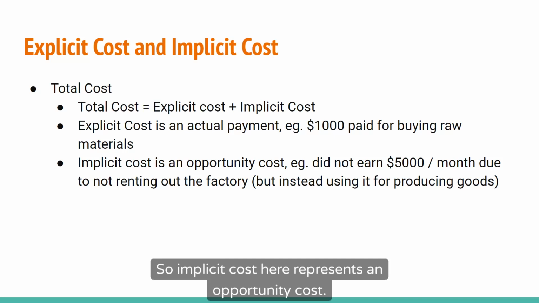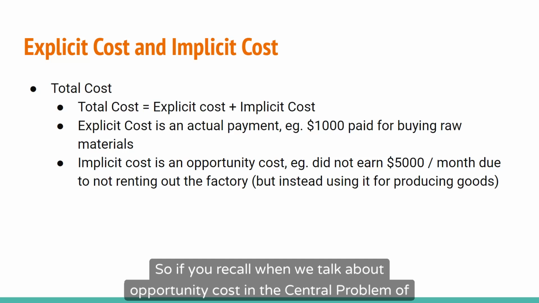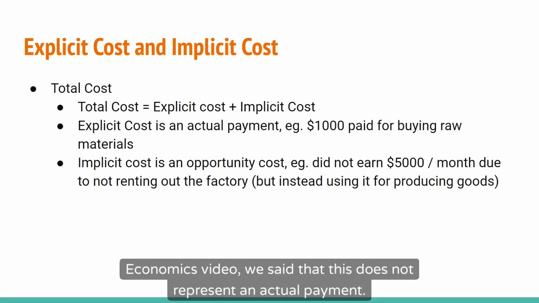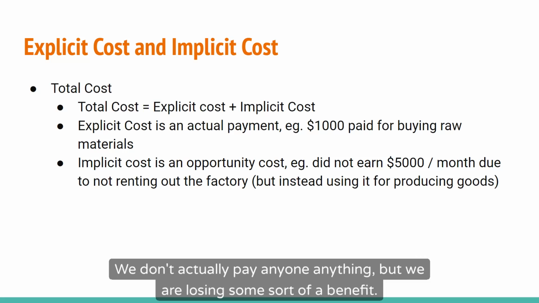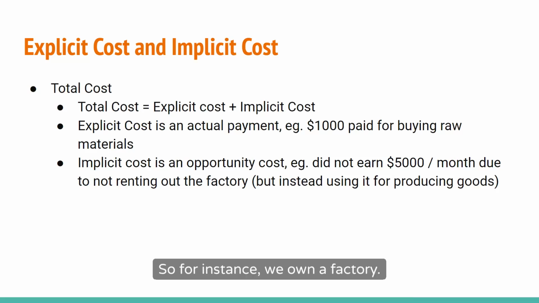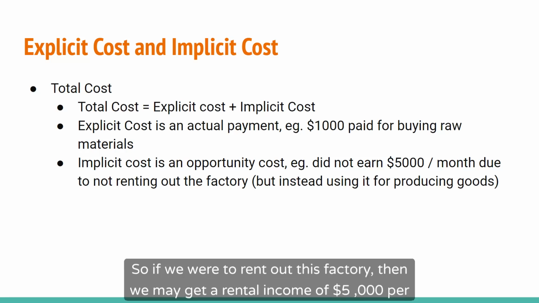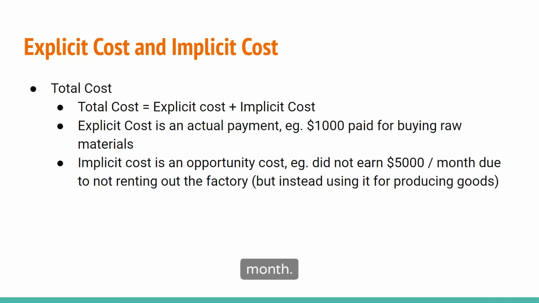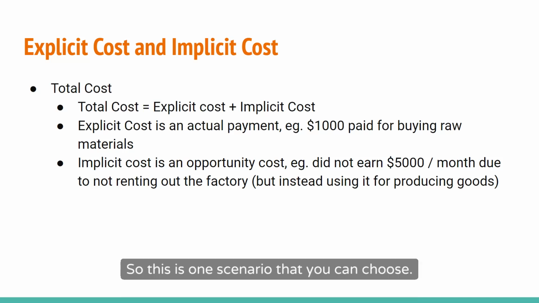So implicit cost here represents an opportunity cost, right? So if you recall, when we talk about opportunity cost in the central problem of economics video, we said that this does not represent an actual payment. We don't actually pay anyone anything, but we are losing some sort of a benefit, right? So for instance, we own a factory, right? This is an asset. So if we were to rent out this factory, then we may get a rental income of $5,000 per month, right? So this is one scenario that you can choose.